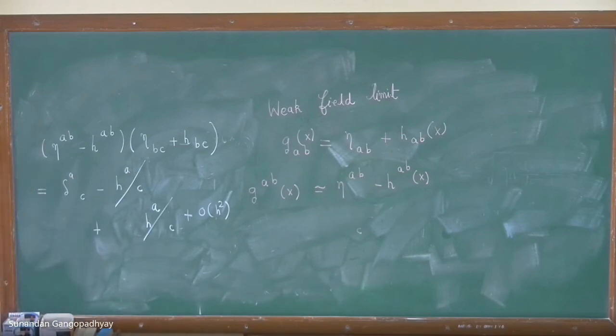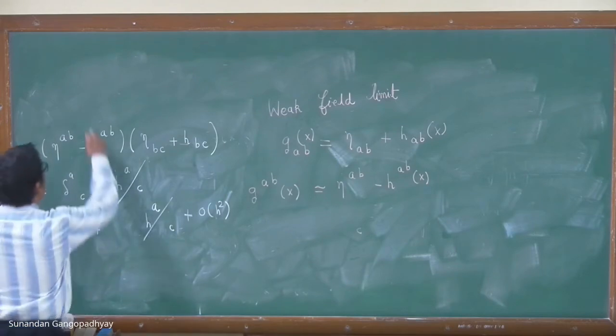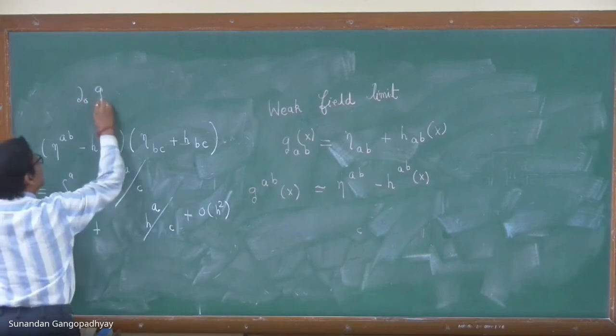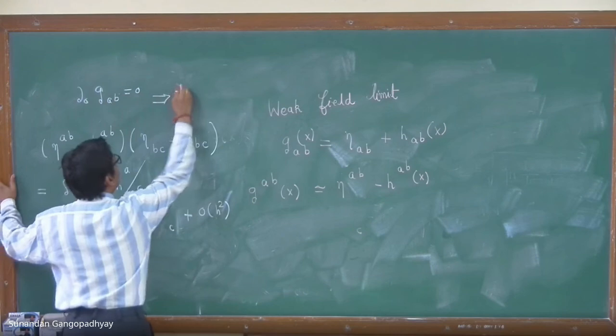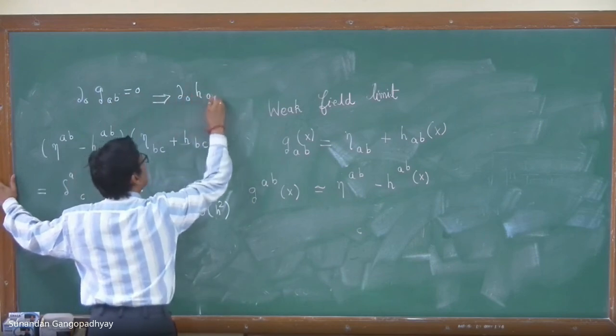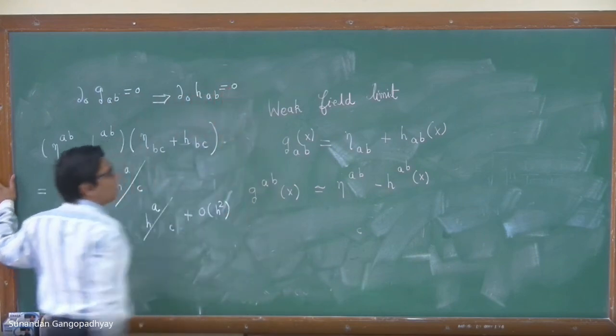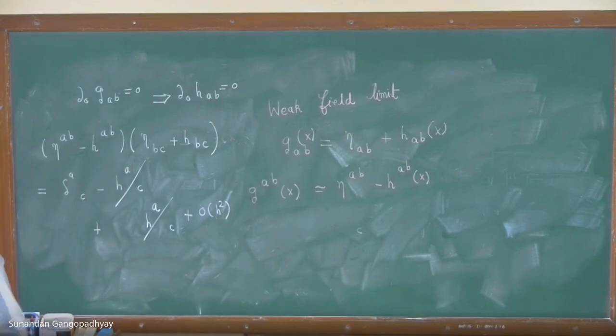Also, we shall assume that the gravitational field is stationary, so it is independent of time. The metric is independent of time. So if you assume that, then you will have del naught G_AB is equal to 0. This would imply that del naught H_AB is also equal to 0, because eta_AB is already independent of time.